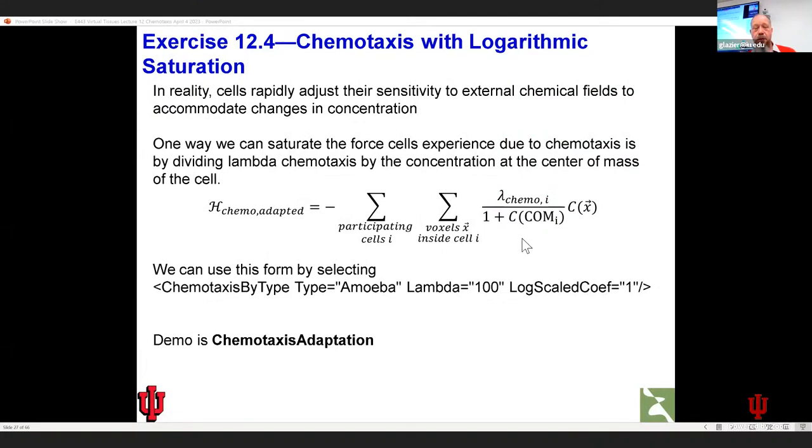So all you need to do is change the one tag in your XML, in the code that you were working on, to say log scaled coefficient equals 0.1 or 1.